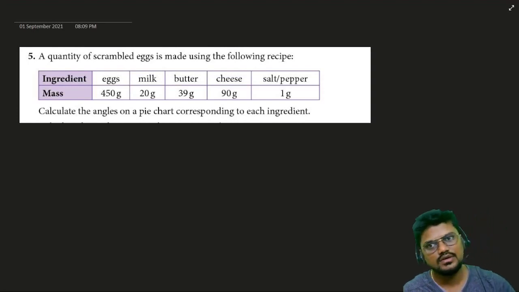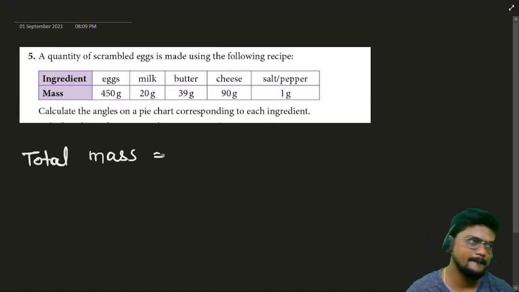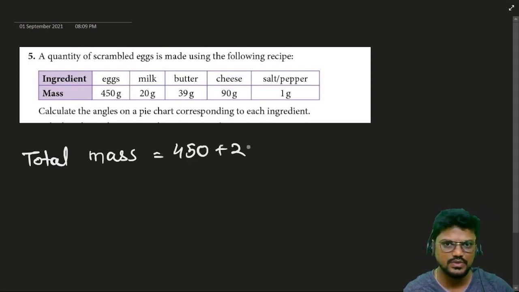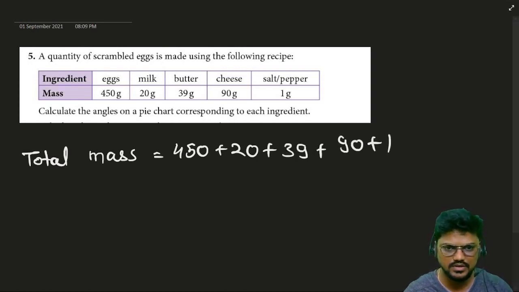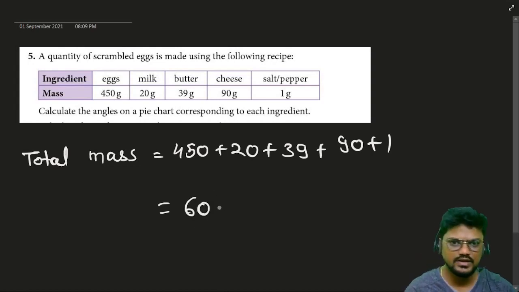Divide 360 by the total. Herein we will get 600 grams total. Let me tell you how much it will be. It is 450 plus 20 plus 39 plus 90 plus 1. Okay, let me verify it. Yes, it is 450 plus 20 plus 39 plus 90 plus 1. That gives you 600. Yeah, that's right. So finally, it gives you 600.